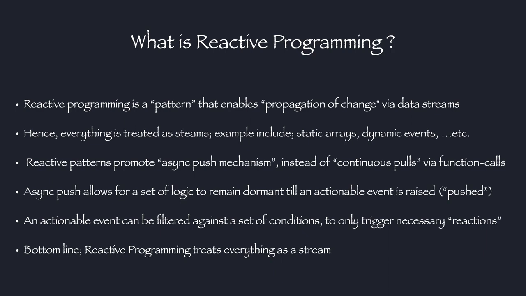Examples include static array, dynamic event, etc. Reactive patterns promote async push mechanism instead of continuous pulls via function calls. Async push allows for a set of logic to remain dormant till an actionable event is raised. This is a prerequisite to reactive programming and performant software development. Actionable events can be filtered against a set of conditions to only trigger necessary reactions. Bottom line is that reactive programming treats everything as streams.